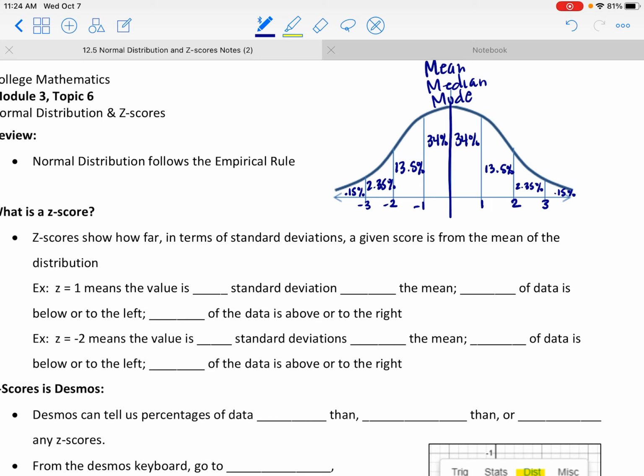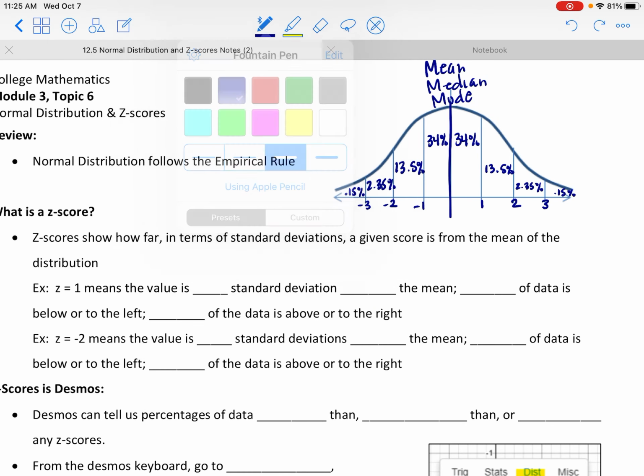Now, these numbers down here at the bottom, the -1, 1, 2, 3, and actually we could put a 0 right here. At 0, we are at the mean. That means you're not adding or subtracting the standard deviation at all. Those numbers that I highlighted, those are what we call z-scores. So a z-score shows you how far, in terms of standard deviations, a given value is from the mean of your distribution.